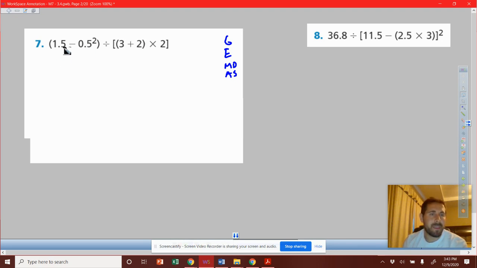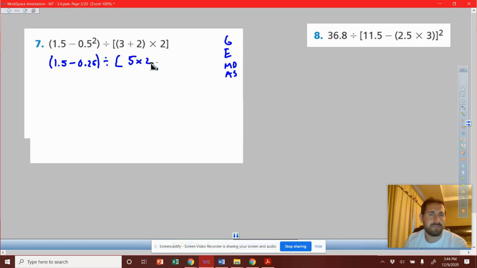All right, so first thing we're going to do is look at the first set of brackets, 1.5 minus 0.5 squared. Well, order of operations tells me I do the exponent before I do subtraction. So we're not really going to lose our parentheses here. We're just going to do 0.5 times 0.5, which is 0.25. So we got rid of the exponent within there. We still have a division problem. We still have brackets over here, but on this side, let's try to get rid of one set of brackets. So 3 plus 2 is 5.